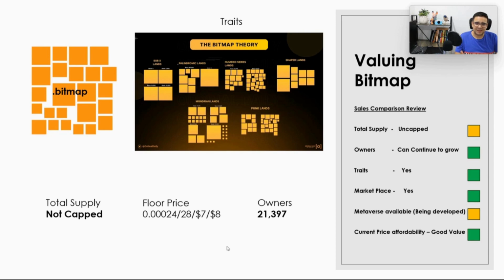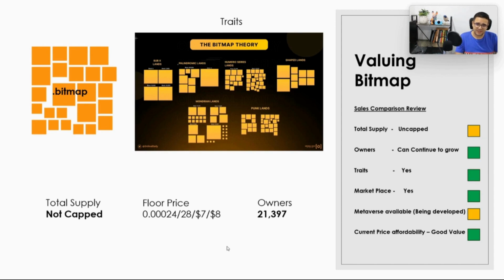If you were to think about that for, let's say, another 10 years, potentially we'd only have, let's say, 1.6 million of them, and versus the number of people in the world, not everyone can own a bitmap, which I think is incredible. However, I also think it's fascinating because of this uncapped amount of bitmaps, it always allows new people to hold a bitmap, which I think is fantastic. So, in terms of owners, because they can continue to grow, I've given that a green.